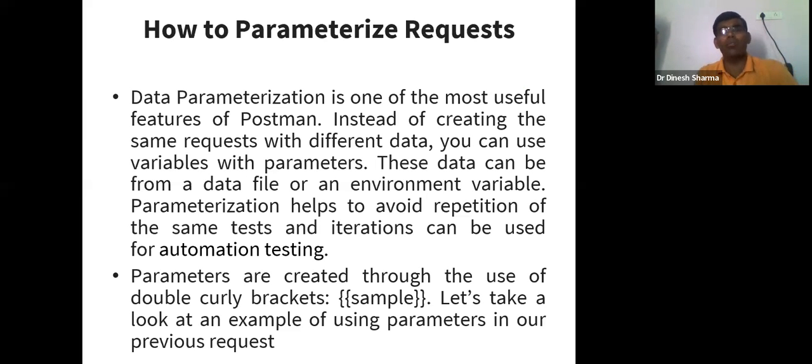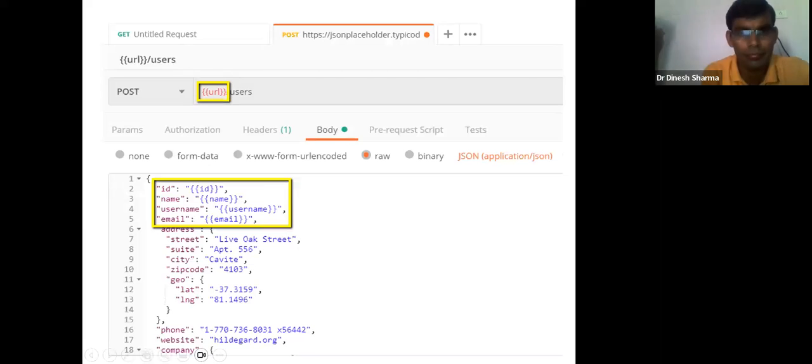Now, next is how to parameterize a request. Suppose you want to send a parameter with our request. So how can you send it? If you want to send a parameter, we have to take our URL in curly braces. You can see here, this one. If we want to use a parameterized request, we must take our URL in these curly braces.